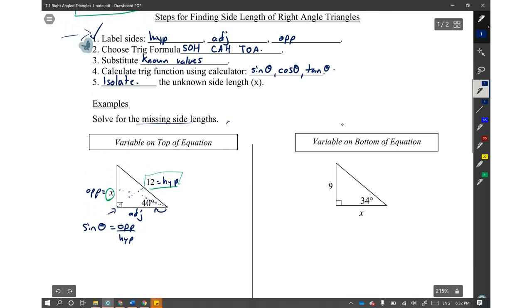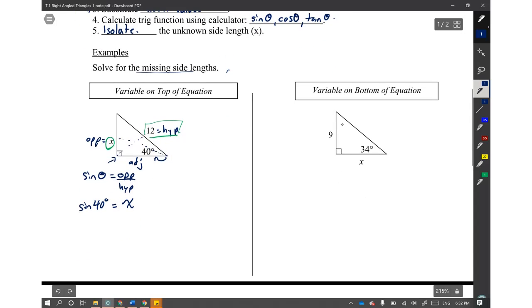So we have now chosen our trig formula. Now we're going to substitute in our known values. Well, I know that my theta equals 40 degrees. That's right here. So I can say sine 40 degrees. My opposite is an unknown. That's x. My hypotenuse is of length 12, so I can substitute in the number 12 there.